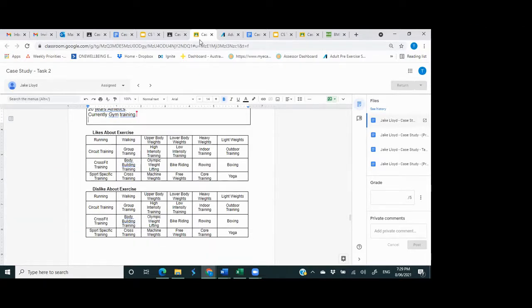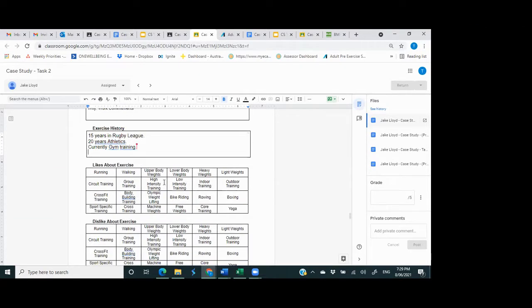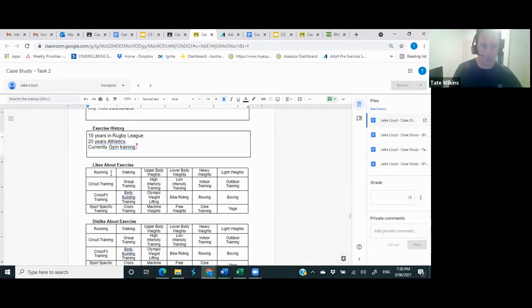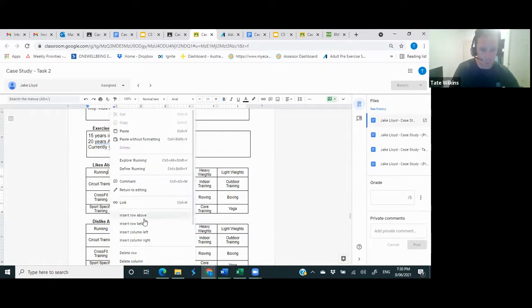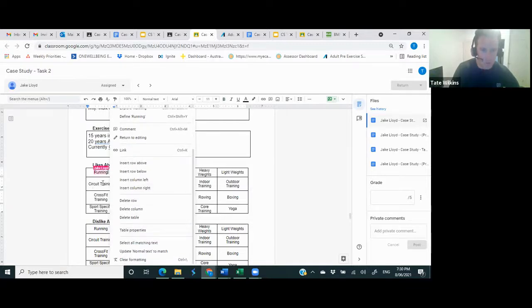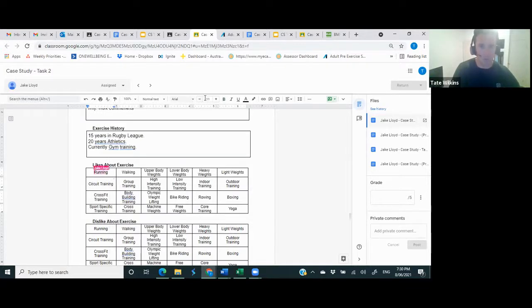Likes about exercise. Just highlight. So if you actually just click on the, can you do table properties? Oh, you just probably bold them, put them in bold for your font. Yeah, like that. Running. Just heavy weights, I guess. Circuit training. Olympic weightlifting and free weights. I'll do.